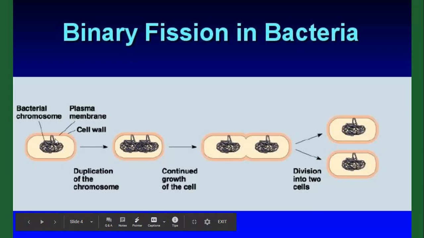We're starting off with the cell wall and plasma membrane. The chromosomes get doubled for the DNA. The cell grows and grows, starts to pinch in until it splits into two identical cells.